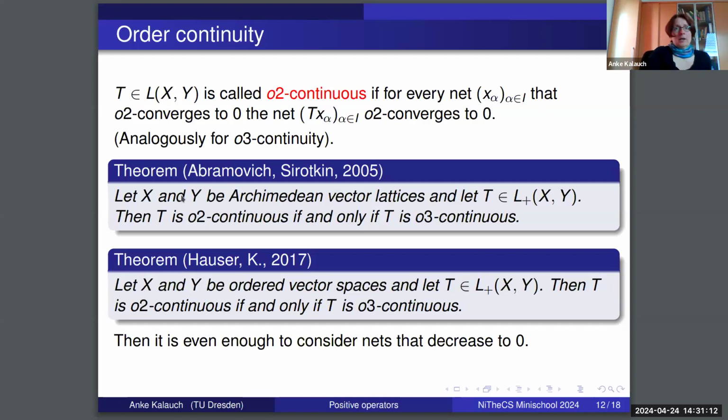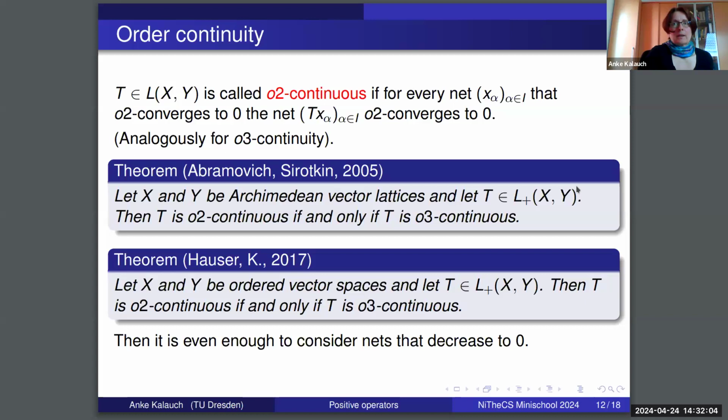And in this paper, Abramovich and Sirotkin showed that in Archimedean vector lattices, for positive operators T, O2 continuous is the same as O3 continuous. So you can choose what you want to take. It's enough to take O2, the simpler one. And a bit later, with a student, we found out that this does not depend on the lattices. We can do it for ordered vector spaces and obtain the same result. And it is even enough to consider nets that decrease to 0, because we have positive operators here. We need not even the convergence to 0. It's enough to look at these nets that decrease to 0.